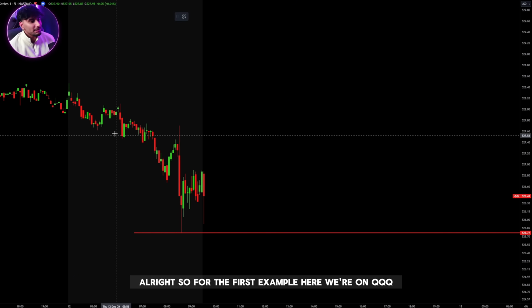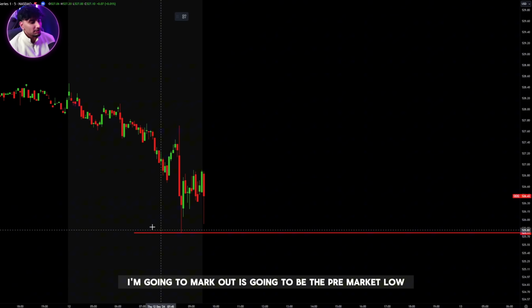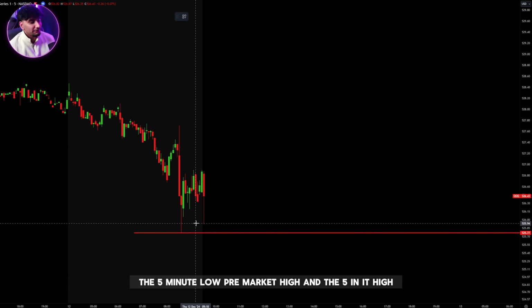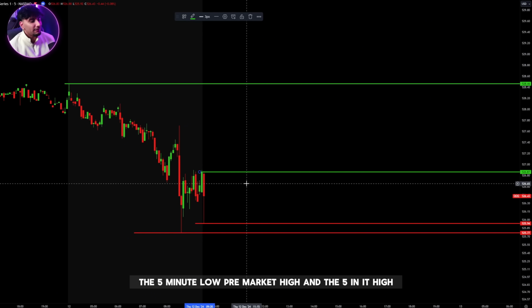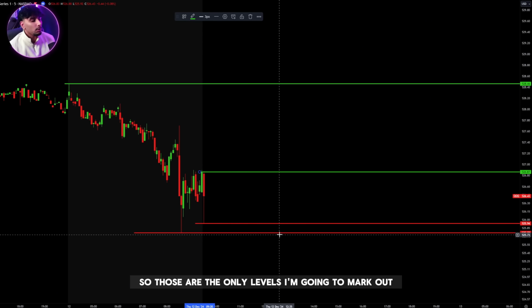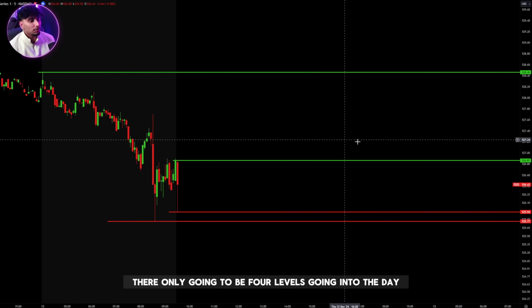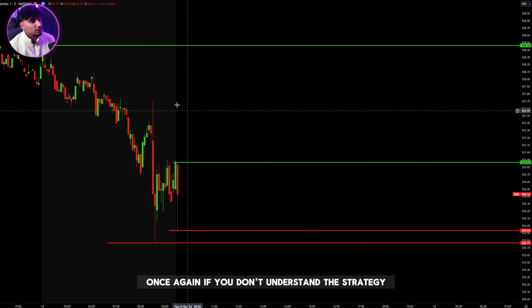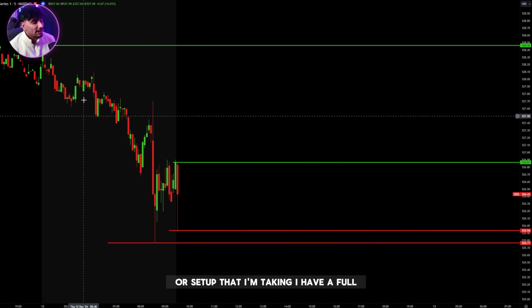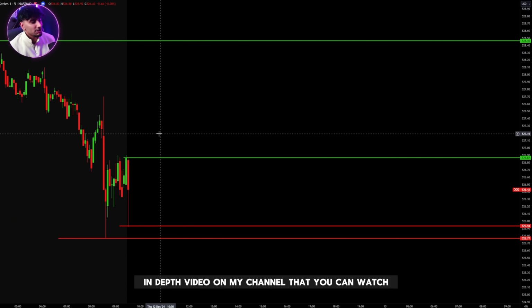All right, so for the first example here, we're on QQQ, and the only levels I'm going to mark out are the pre-market low, the 5-minute low, pre-market high, and the 5-minute high. So those are the only levels I'm going to mark out. There are only going to be 4 levels going into the day. Once again, if you don't understand the strategy or setup that I'm taking, I have a full in-depth video on my channel that you can watch after this video.